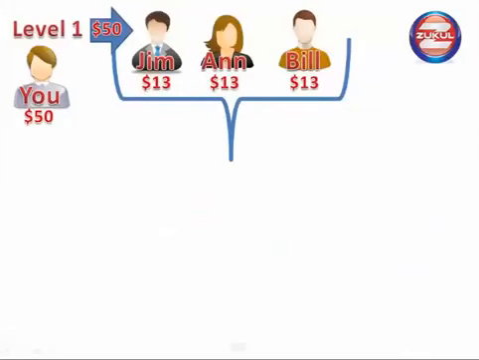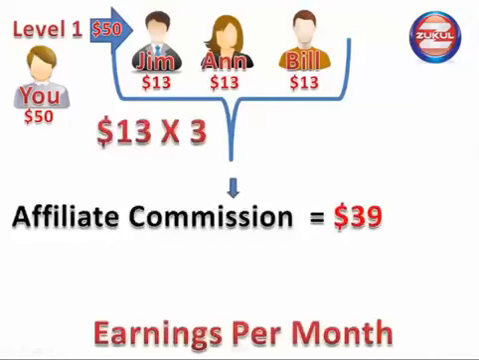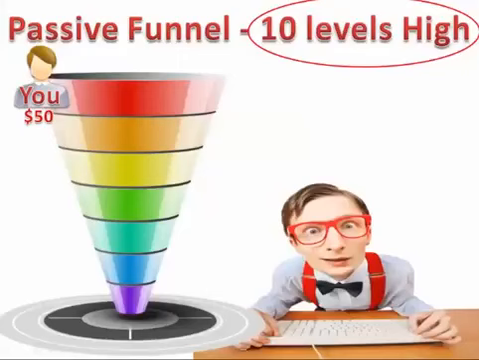And just like you, they also pay $50. And you'll earn $13 from each one of these, giving you a total of $39 for your first three people. And that's paid to you every single month, month in, month out. Now let's have a look at our passive funnel that goes 10 levels high. Remember, you've paid $50 so far, and you've made $39.